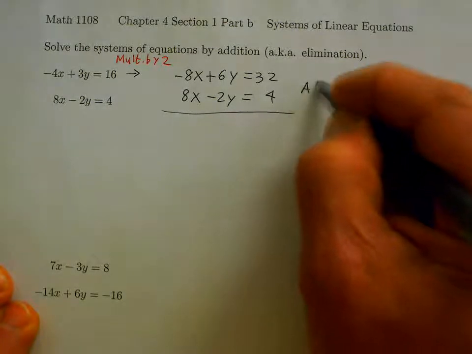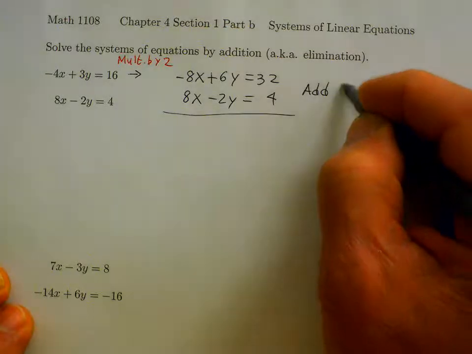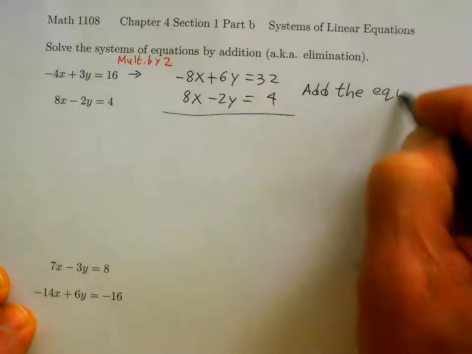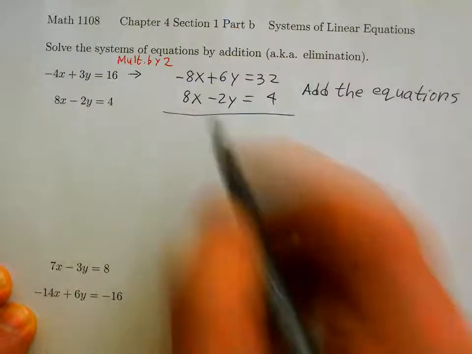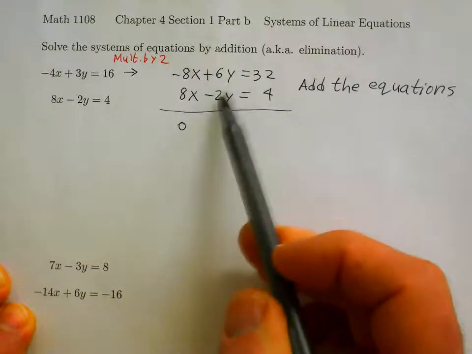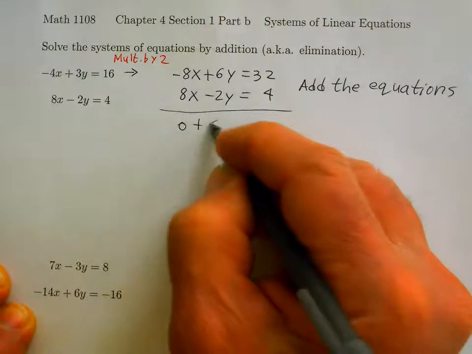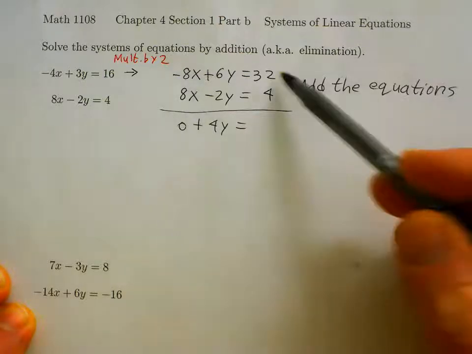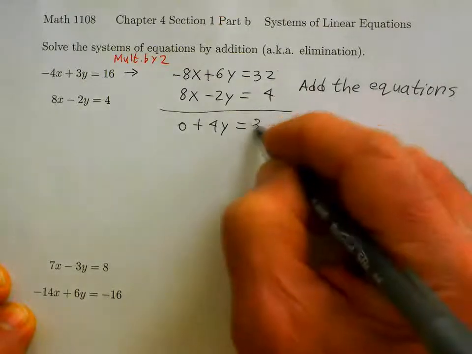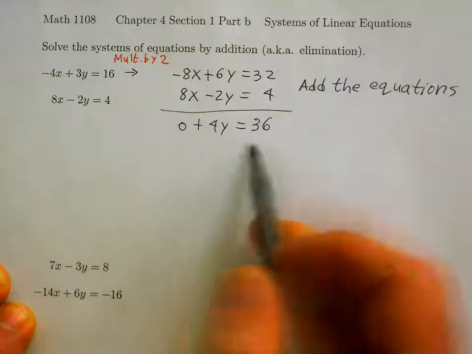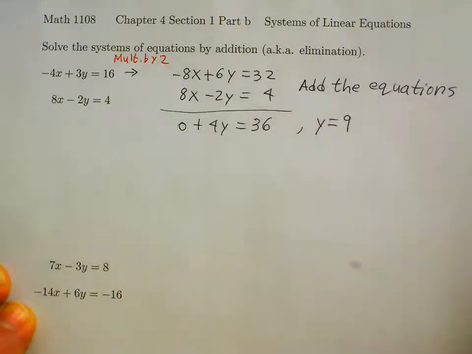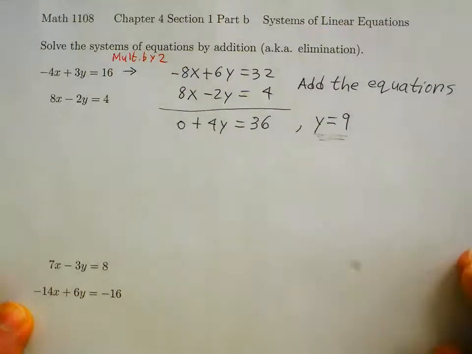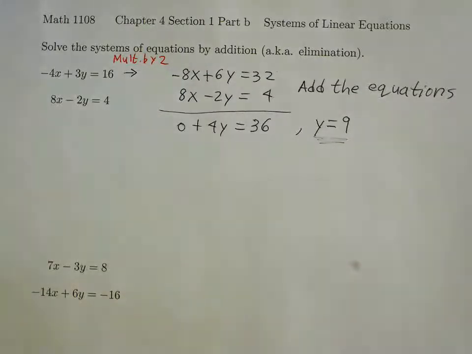Okay, so we add the equations. -8x plus 8x is 0. 6y plus -2y is positive 4y. On the right-hand side, 32 plus 4 is 36. And then if 4y equals 36, divide both sides by 4, y equals 9. Okay, so now we've found the y-coordinate of the solution. Now we have to find the x-coordinate.